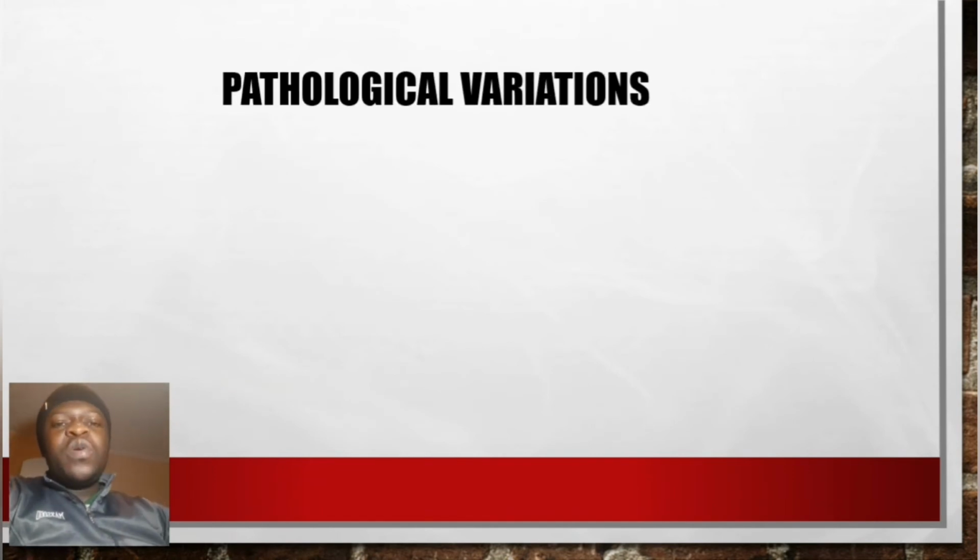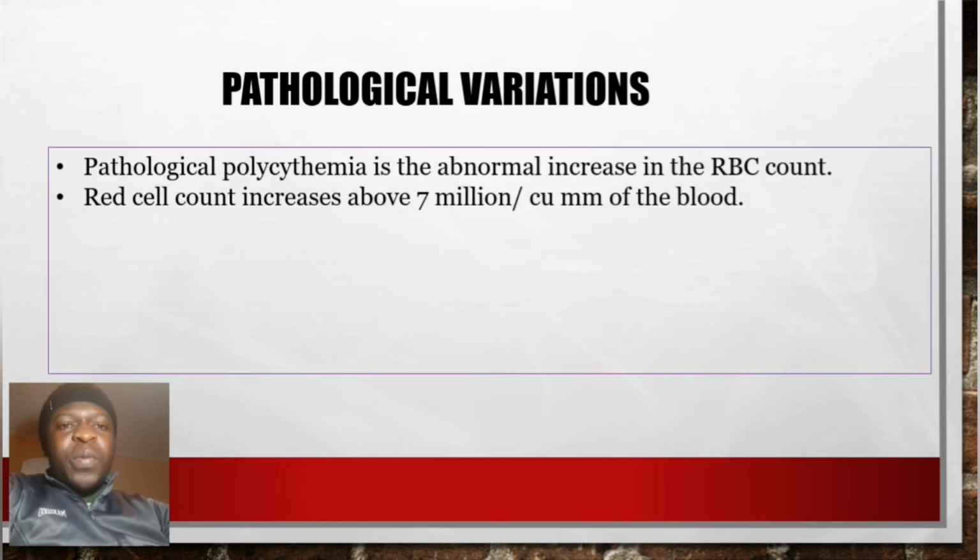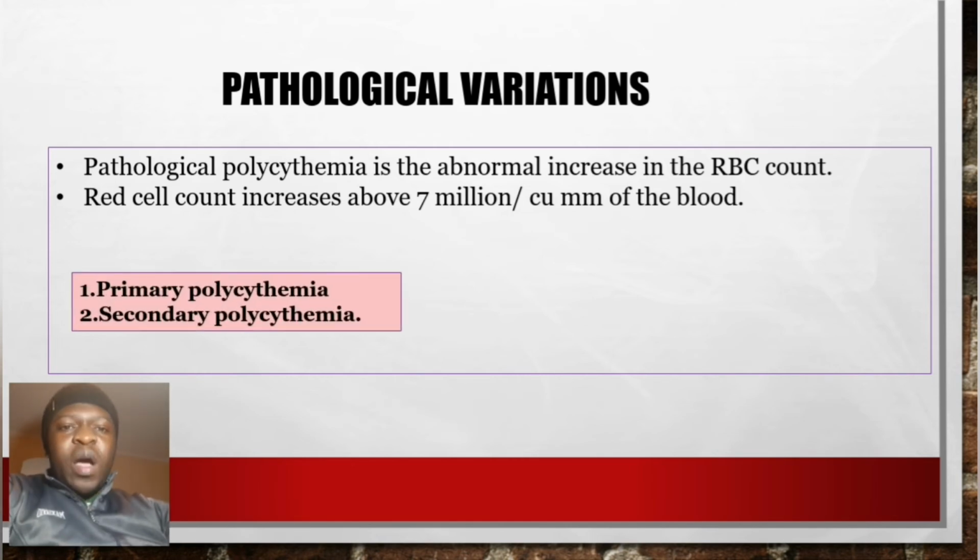Now let's talk about pathological variations, right? You have polycythemia as the increase in RBC count, and anemia as the decrease in RBC count. In this video, we are only going to talk about polycythemia. Anemia, we have a separate video. Pathological polycythemia is the abnormal increase in the RBC count, in most cases above 7 million per cubic millimeter of blood. There are two types of polycythemia: primary polycythemia and secondary polycythemia.